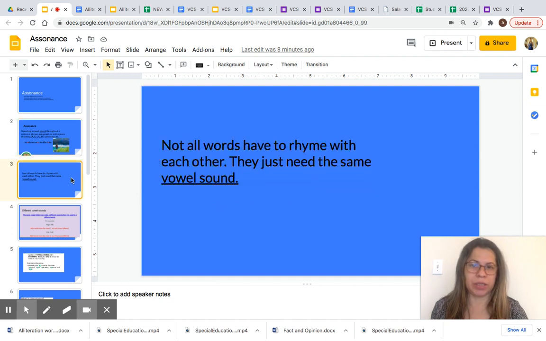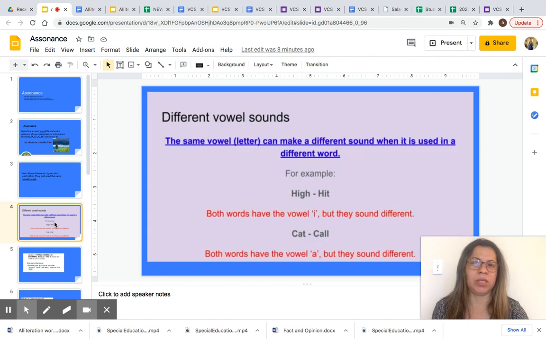In assonance, not all words have to rhyme with each other. They just need the same vowel sound. So let's look at vowel sounds.